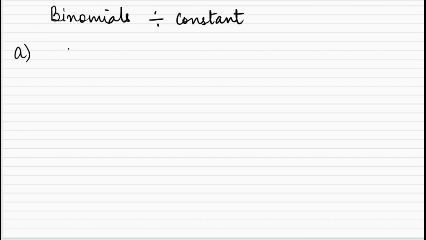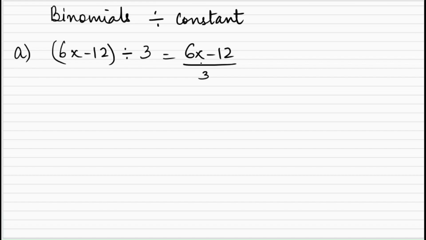In this case, we will be dividing binomials with an integer, or you can say a constant. Let's take a few examples of binomials and divide them by a constant. My first example would be 6x minus 12 divided by 3. In 6x minus 12 there are two terms, 6x and 12. So is it a binomial? Yes, it's a binomial term. So we are dividing the binomial by a constant. Let's write it like this: 6x minus 12 divided by 3.